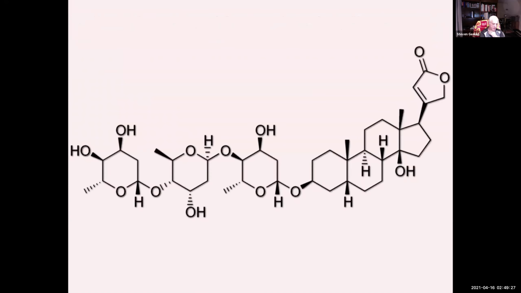Okay, whoops, I backed it too far. Okay, that's digitoxin. You can see what it looks like. Here's your steroid backbone, your 5 carbon rings, and then other rings attached to it.